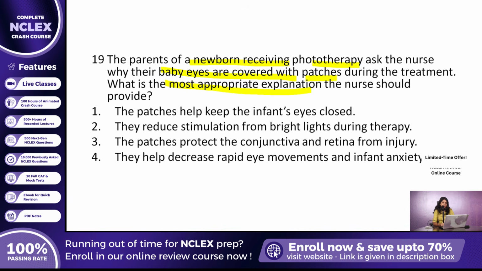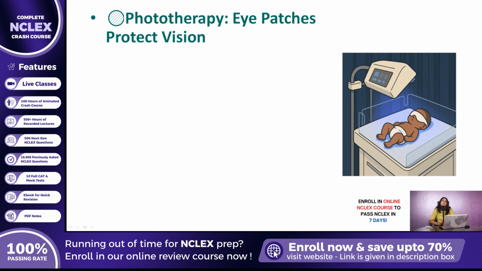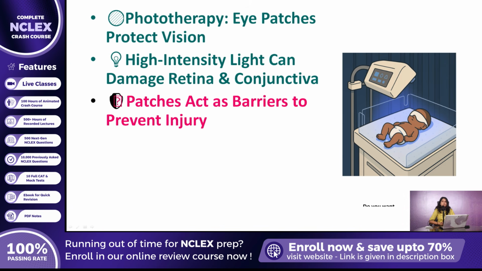After carefully reviewing all the choices, the correct answer is option 3. The patches protect the conjunctiva and retina from injury. Now, let us understand why this option is the best choice. Phototherapy uses high-intensity light to help lower bilirubin levels in newborns, but this intense light can be harmful to the sensitive structures of the eye. If the eyes are not shielded, there is a risk of retinal damage and irritation of the conjunctiva, which could lead to long-term vision problems or discomfort.